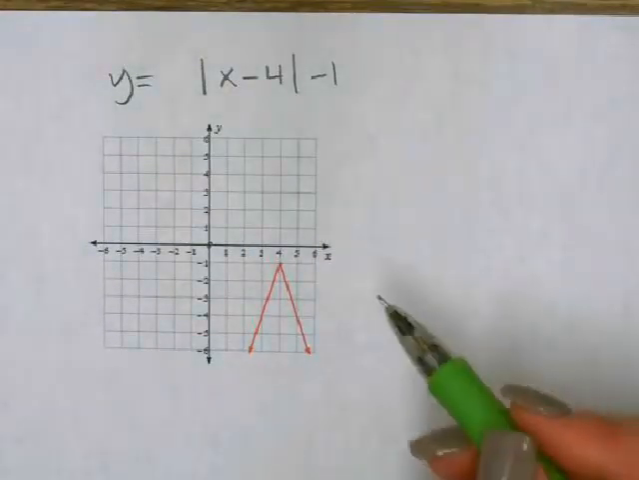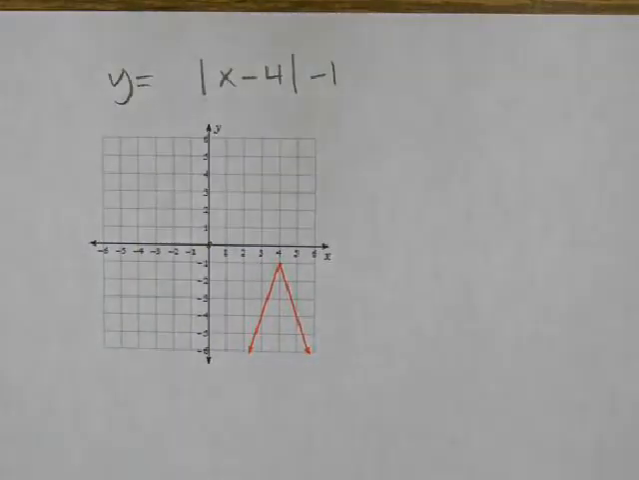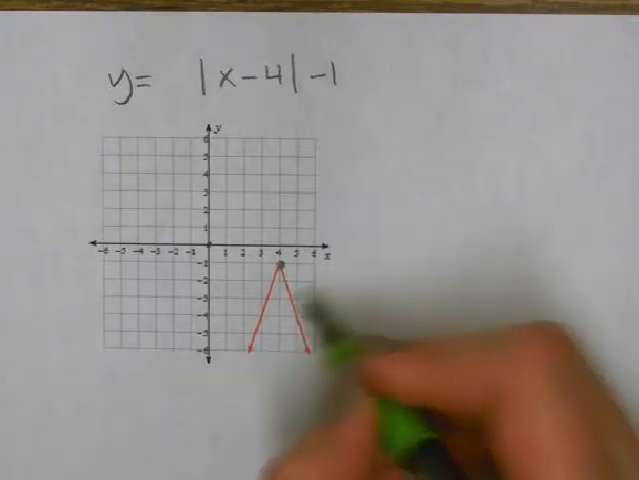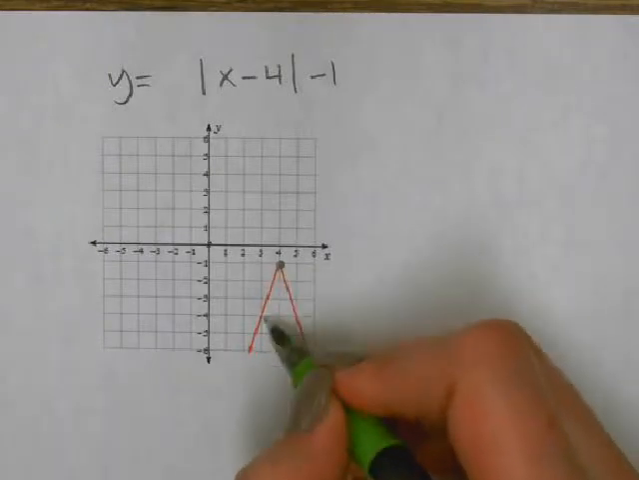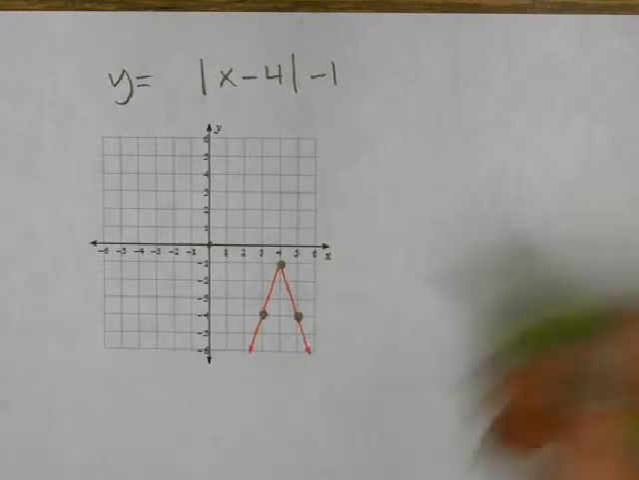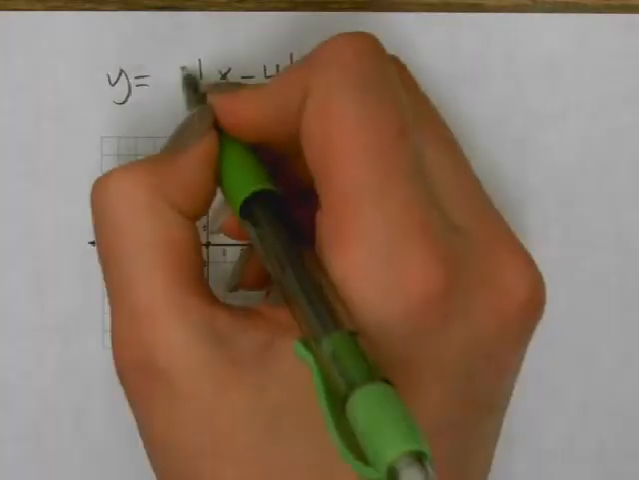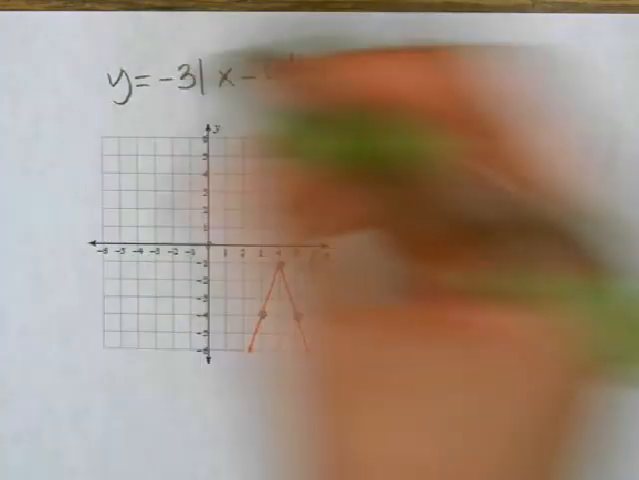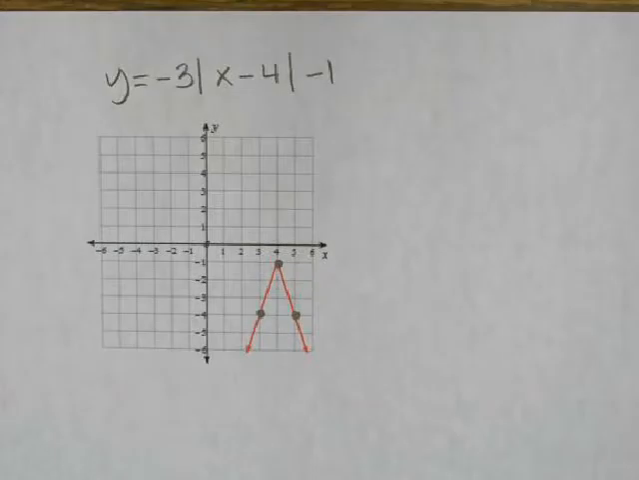And then for me to figure out if there's a stretch or a compression here, I just need to see how far down it goes when I go over one box. So over one box makes it look like it goes down 3. So that means that this graph has a stretch of 3. And because the graph is upside down, I know that this is a negative graph. It's been reflected over the x-axis.